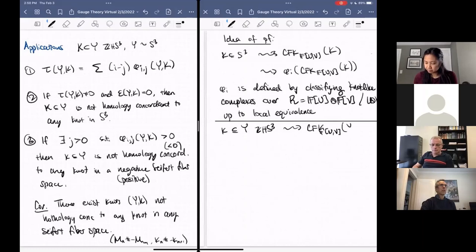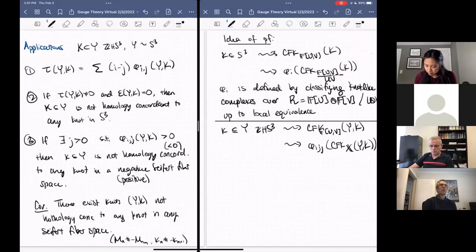And I can extract the phi ij invariants by working over some other ring X instead of over the ring R. So up here, the phi i's were defined by working with the knot Floer complex over this ring R. This ring X I'll define for you now.